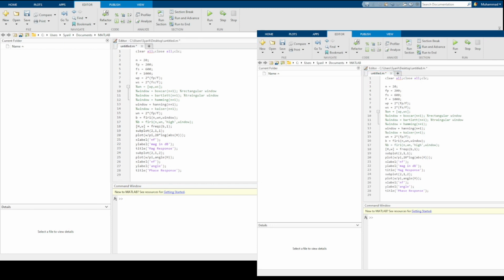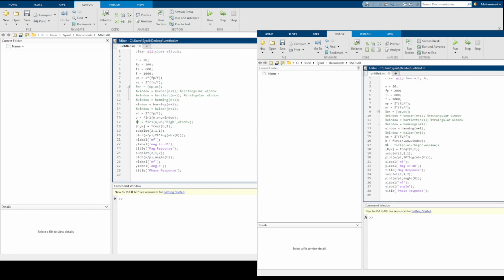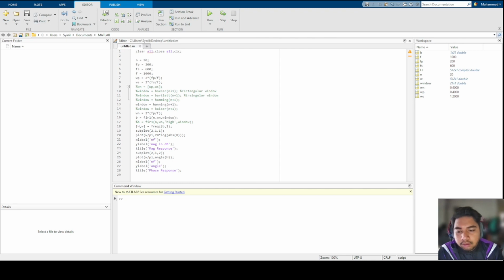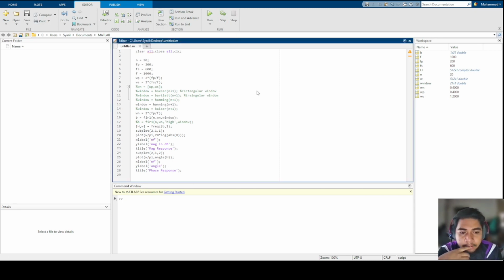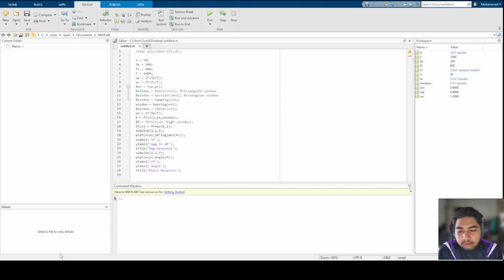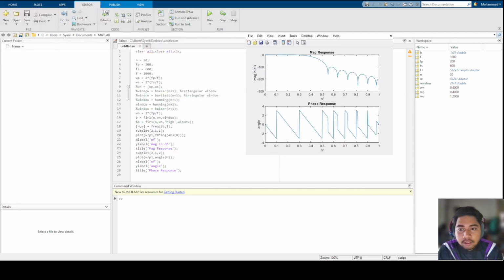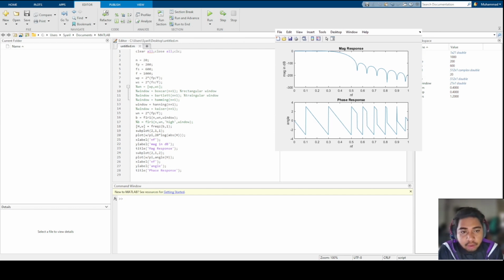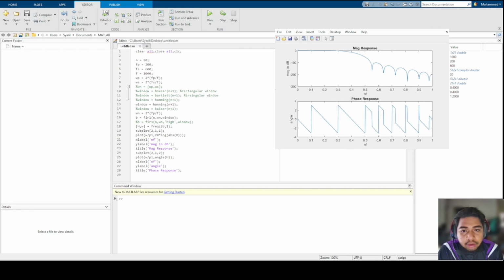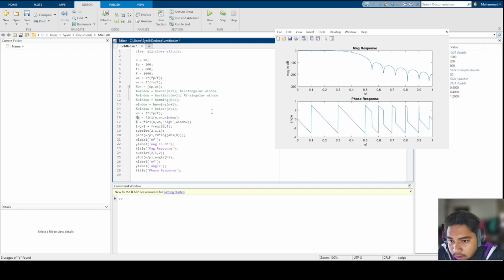Oh sorry, it crashed again. I will run section again. Okay, this is the Hamming window for the low pass filter, and the next one is the high pass filter. I just change the comment here and run section.